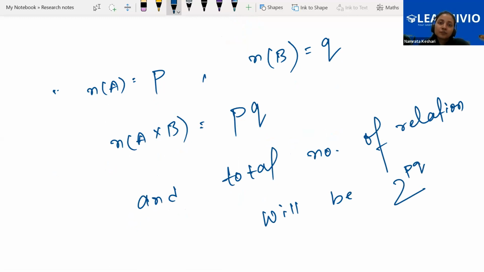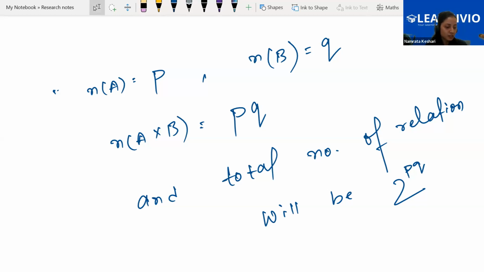Yes, ma'am. It is making sense because a relation is a subset of the Cartesian product. Whatever number of elements we get in the Cartesian product, 2 to the power that many subsets, that many different sets we will be able to create, and that many relations are possible. Getting it? Yes, ma'am. If you are getting it, then tell me this question.